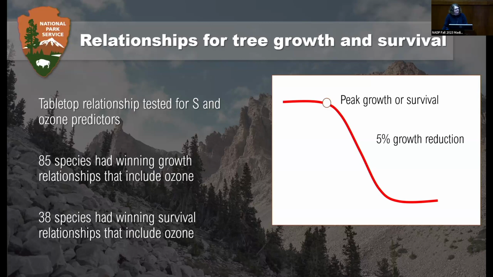And actually, when we're looking in these models for tabletop or for straight decline models, tabletop wins every time. So 85 tree species had a winning growth relationship that included a tabletop relationship of ozone to growth, and 38 species had a winning survival relationship that included ozone in the model.